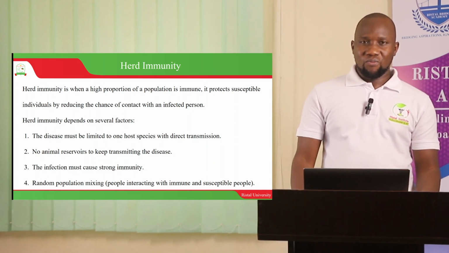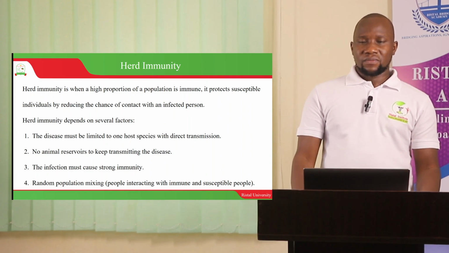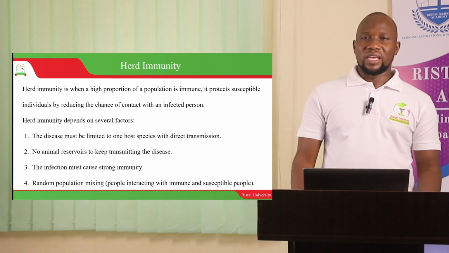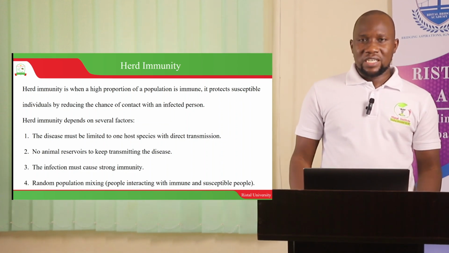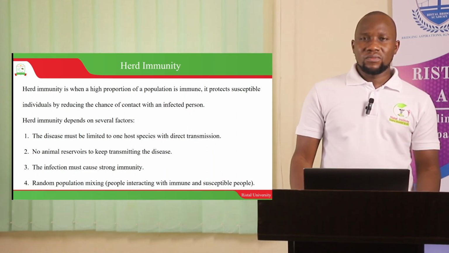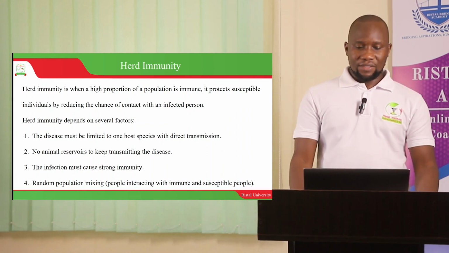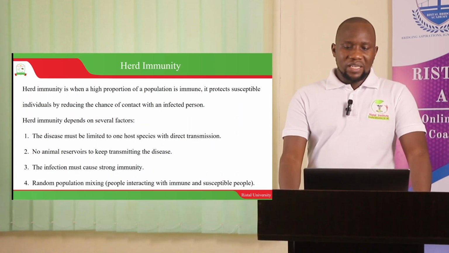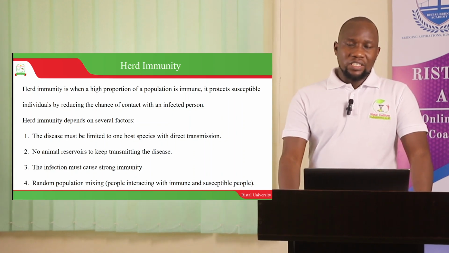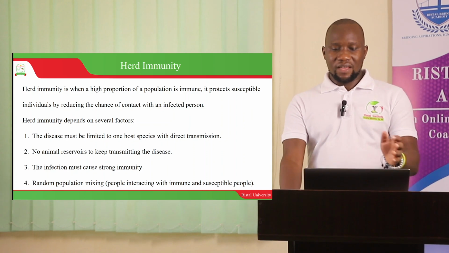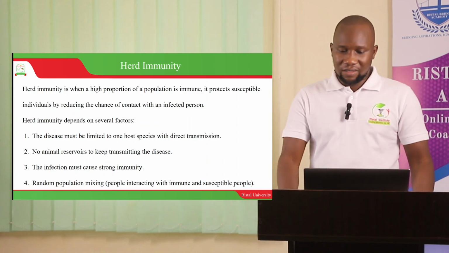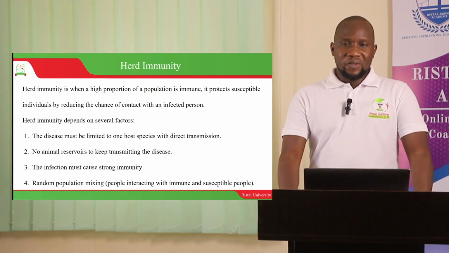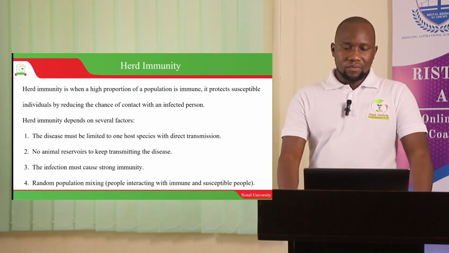If you have a lot of people immunized, it means that we have reduced the chances that the people who are not immunized will get into contact with those who are infected. So how do we achieve that? The disease must be limited to one host. This is to say that you should not have another host species in between. And then the reservoir, of course, should be humans.